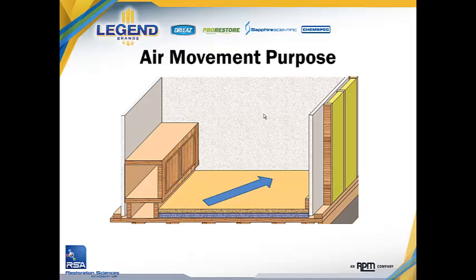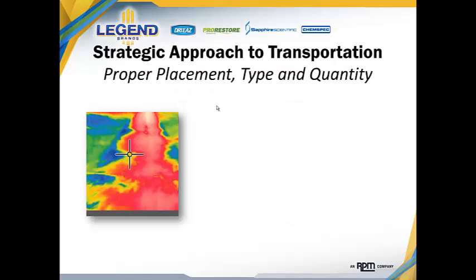So it's important that we evaluate that as we install air movement, not only by location and where we place it, but also the type of air movement that we use. Using traditional box fan type or paddle fan type air movement does not place airflow into contact with surfaces, and that's part of the reason why we have very specific technologies available to us in the industry today.